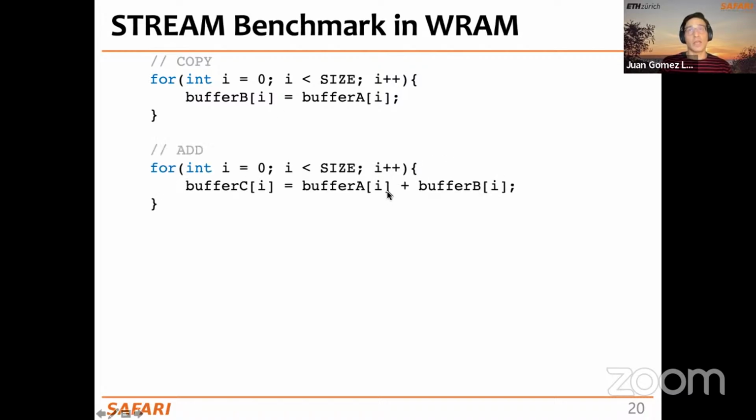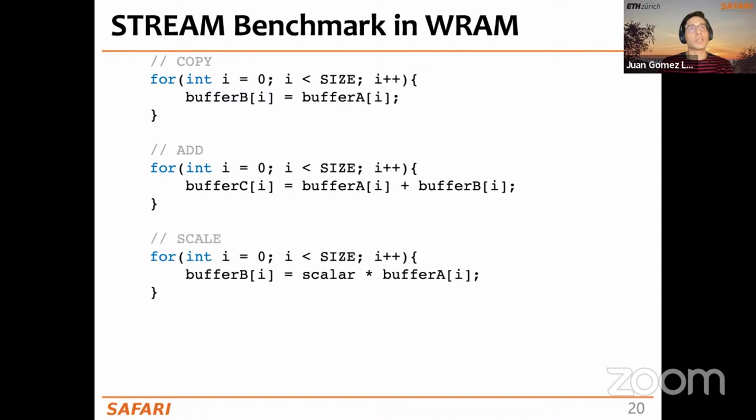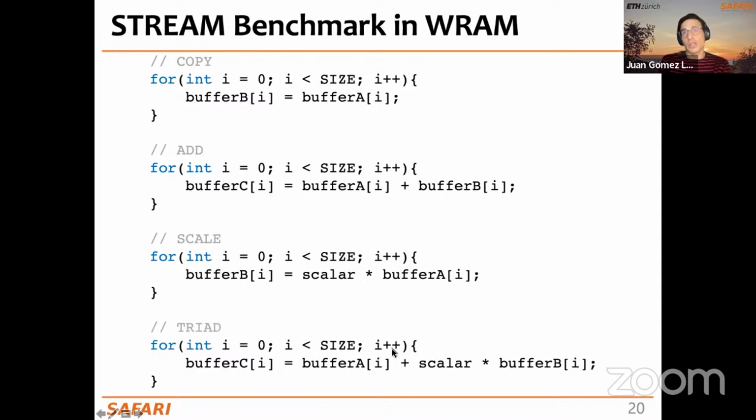Then we have add. In add, we are using 3 arrays, 2 of which are input arrays. We read elements from these 2 arrays, add them, and store the result in the output, buffer C. In scale, we read from the input array, multiply by a scalar, and then store the result in the output array. And finally, in triad, we again have 2 input arrays, buffer A and buffer B, and we perform 1 multiplication and 1 addition, and we store the result in buffer C.